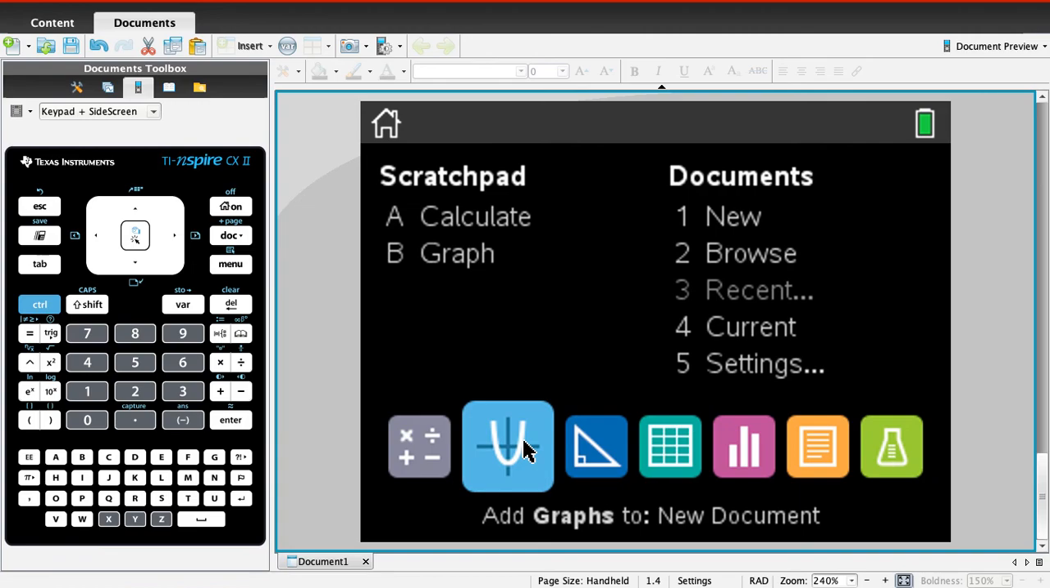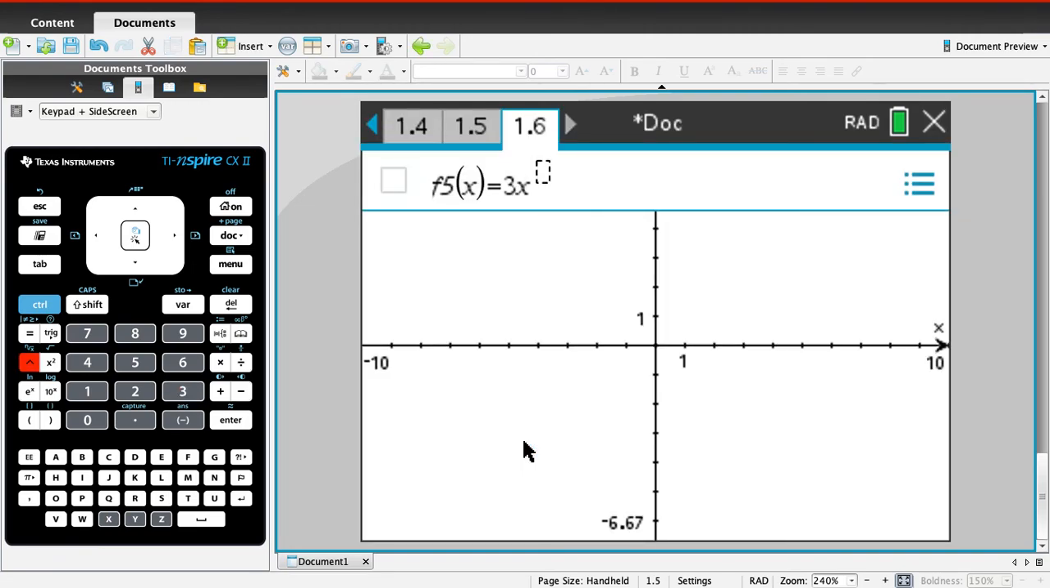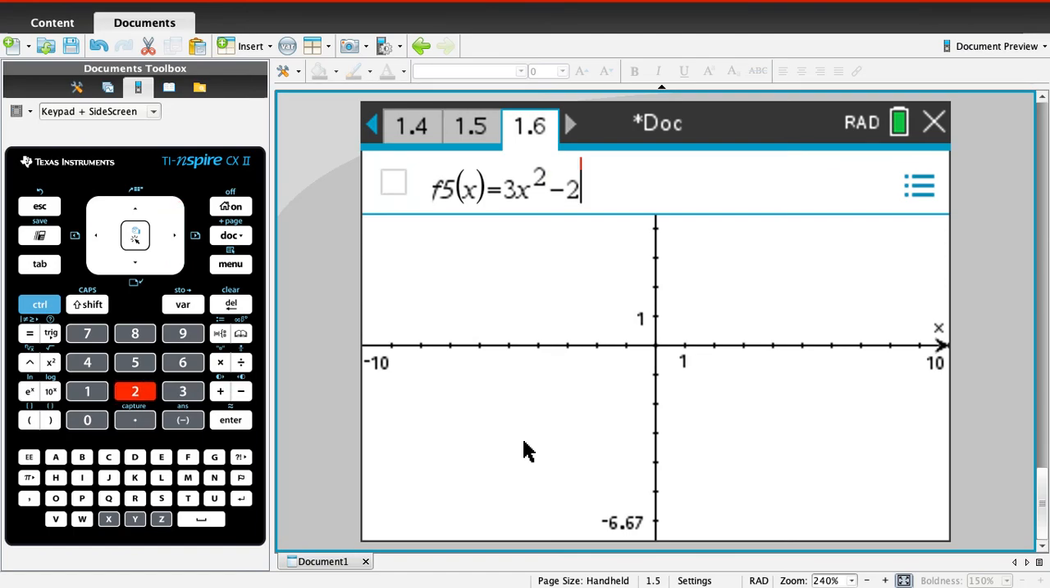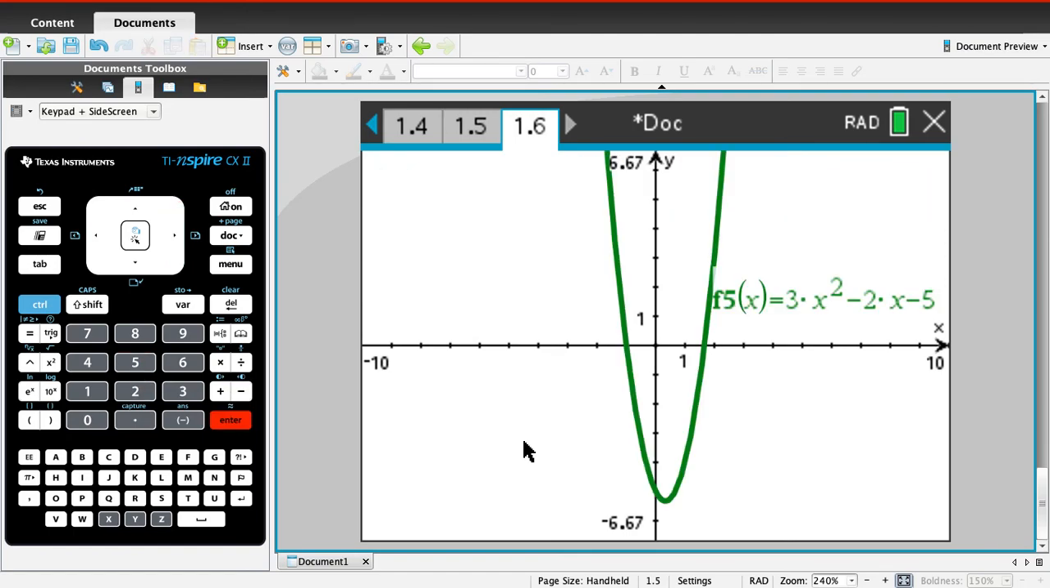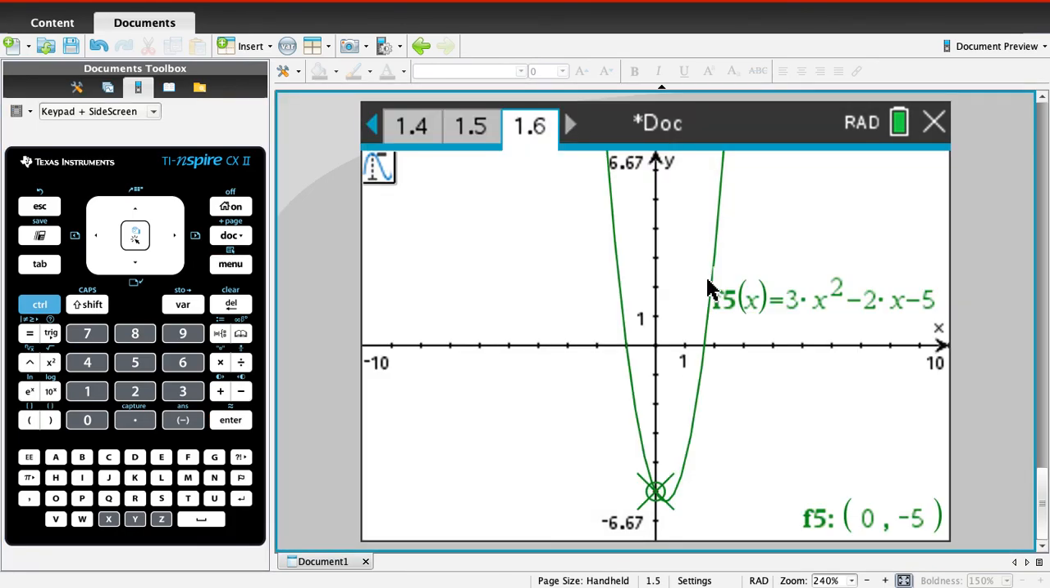So I'm going to start a new graphing page. I'm going to type in 3x to the power of 2 minus 2x minus 5. Okay, I'm going to go ahead and do my graph trace. Okay, so I'm going to go up to negative 1 as we predicted. And 1.67, which is approximately 5/3. So we got this 100% correct.